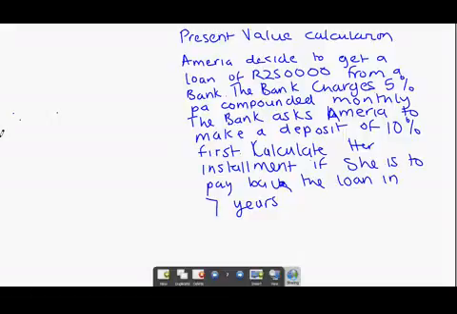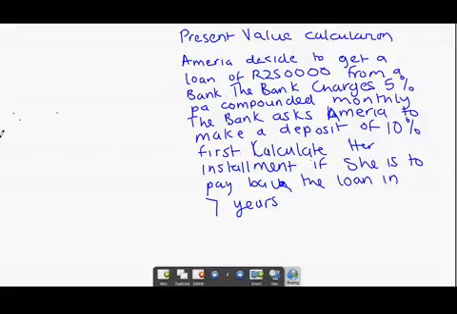Present value calculation. Let's look at the scenario. First scenario. Amelia decides to get a loan of 250,000 from a bank. The bank charges 5% per annum compounded monthly. The bank asks Amelia to make a deposit of 10% first. Calculate the installment if she is to pay back the loan in 7 years.